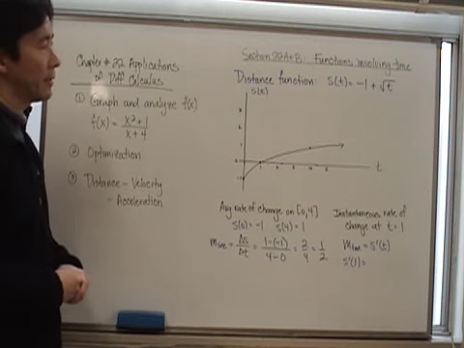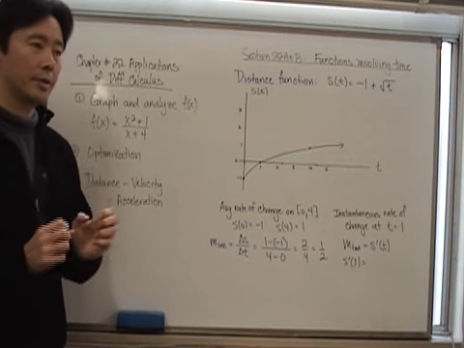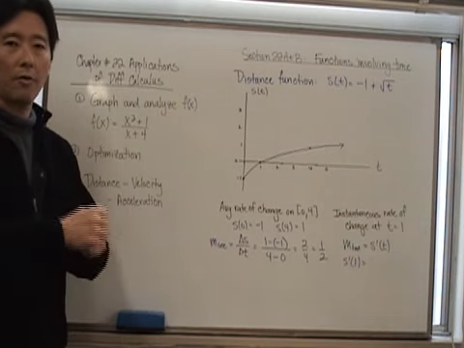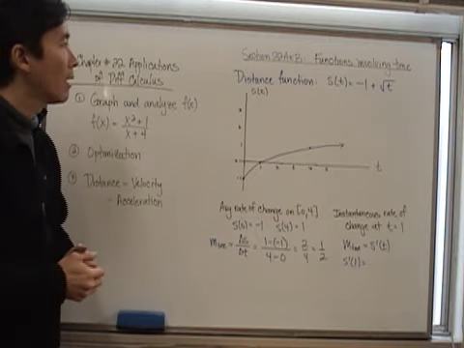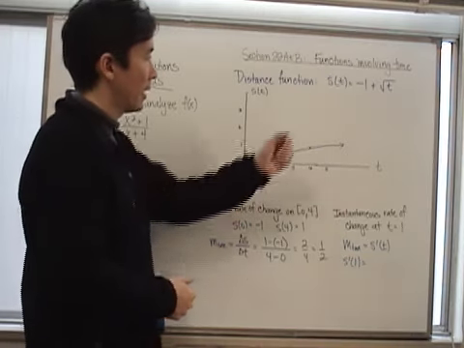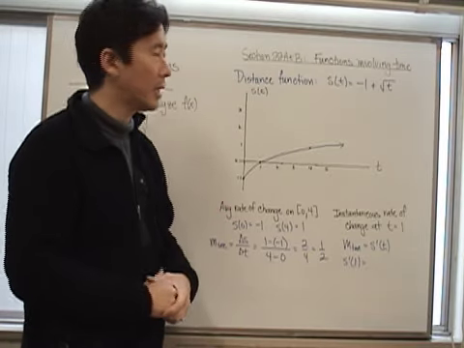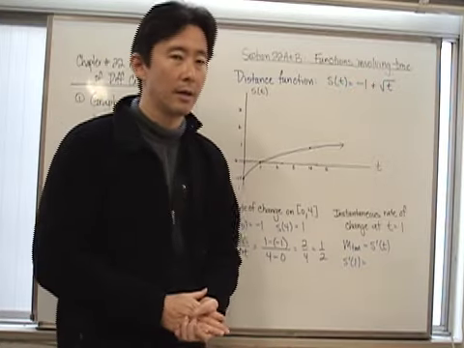Let's just say, for example, that we have what is called a distance function. So in other words, what this function will tell you is, given any particular point in time, how far away you are from the origin, the point of origin. Okay, so let's go ahead and say that we have this particular function, and notice that it's called s of t, and let's just say that it's -1 plus the square root of t.